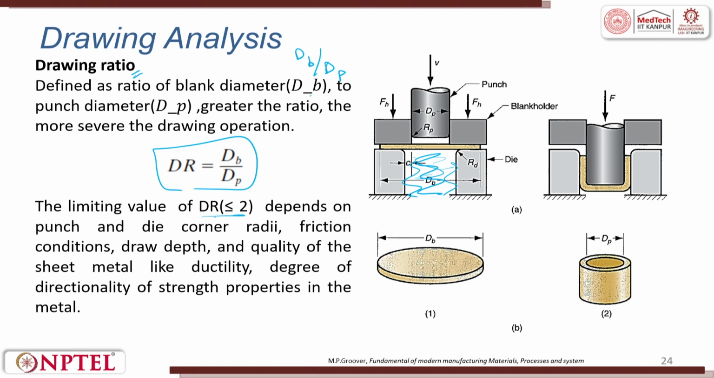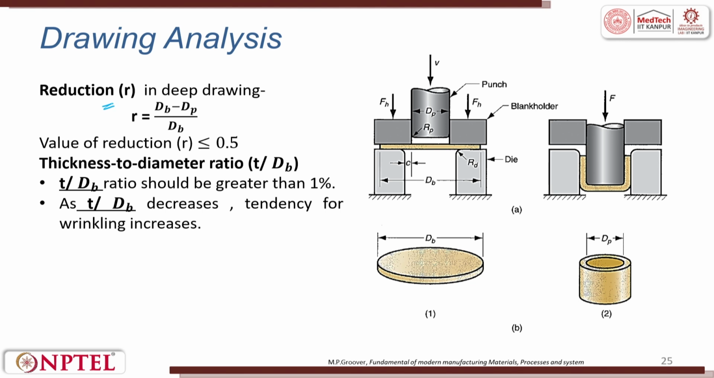The limit of the drawing ratio is always equal to or lesser than 2, depending on the punch and die corner radius, friction condition, draw depth, and the quality of the sheet metal like ductility and directionality of the strength properties in a metal. There is also something called reduction. Reduction in drawing can be written as blank diameter minus punch diameter, divided by the blank diameter, which is always less than or equal to 0.5.